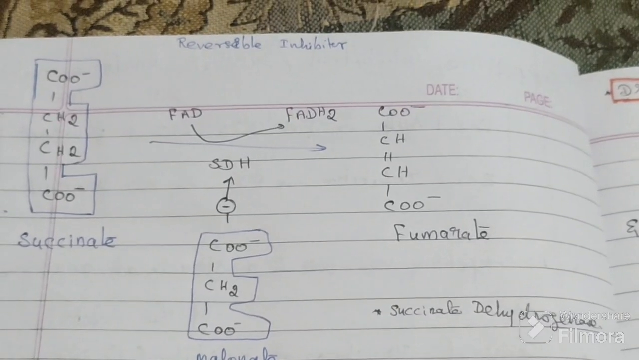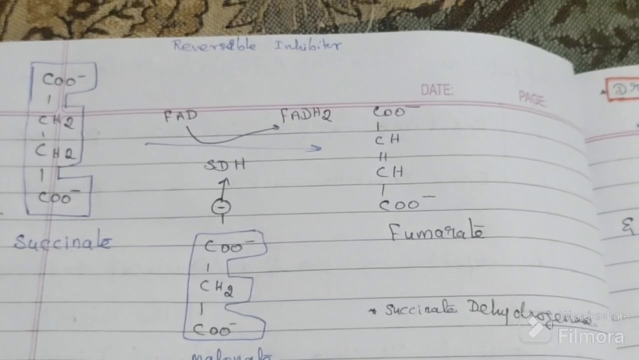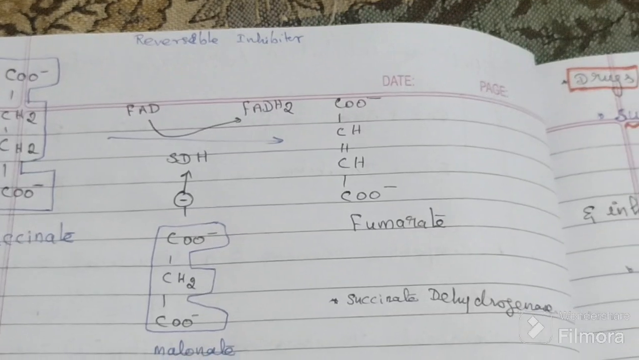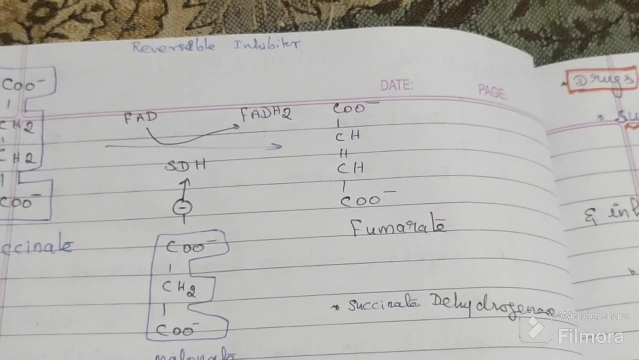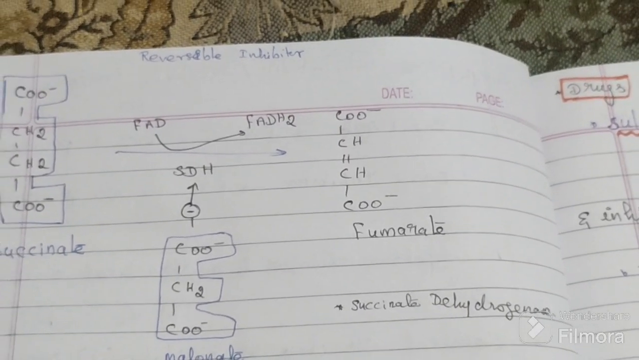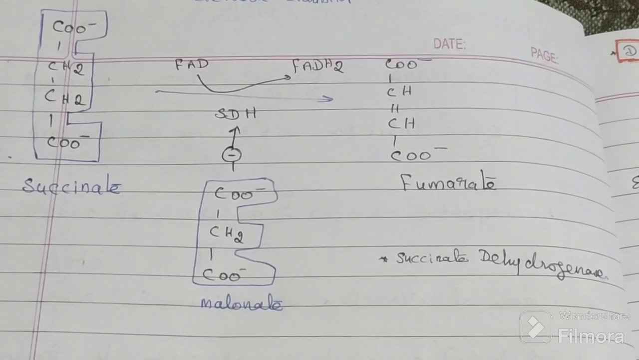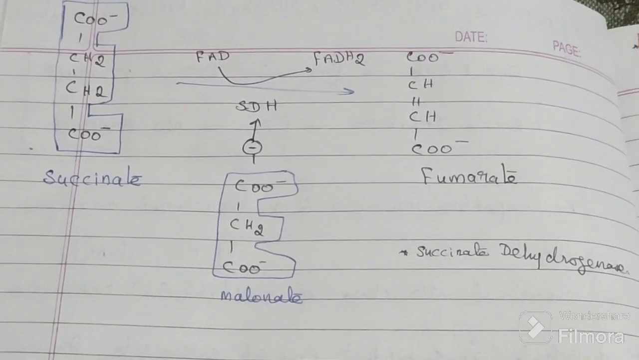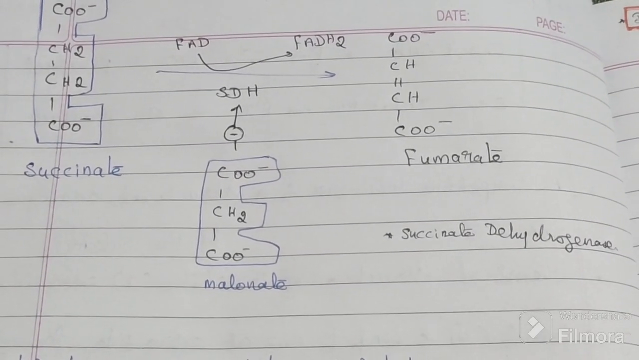So when malonate is available, malonate will bind to the succinate dehydrogenase. There is no formation of fumarate. So this is the type. Once you remove the malonate, succinate dehydrogenase again binds with the succinate. If you increase the succinate concentration, malonate will be removed from the succinate dehydrogenase and succinate will be converted into fumarate.